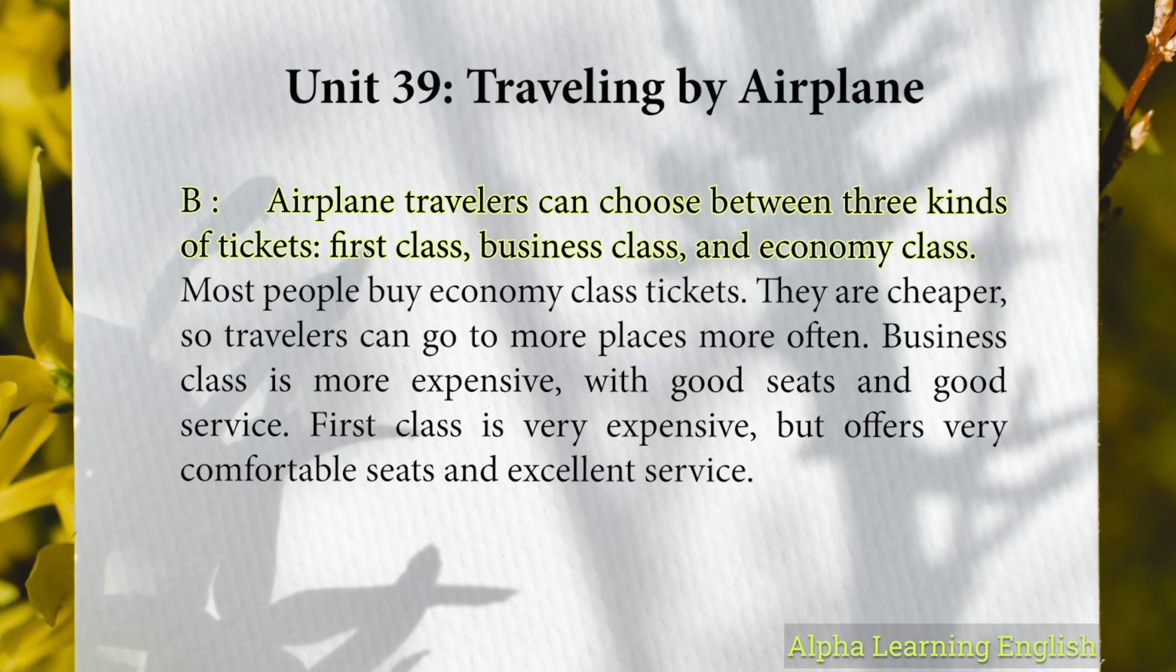Airplane travelers can choose between 3 kinds of tickets: first class, business class, and economy class. Most people buy economy class tickets. They are cheaper, so travelers can go to more places more often. Business class is more expensive, with good seats and good service. First class is very expensive, but offers very comfortable seats and excellent service.